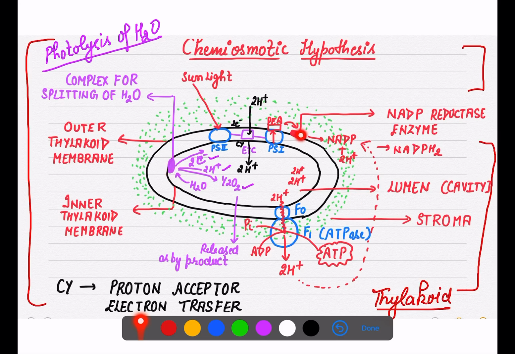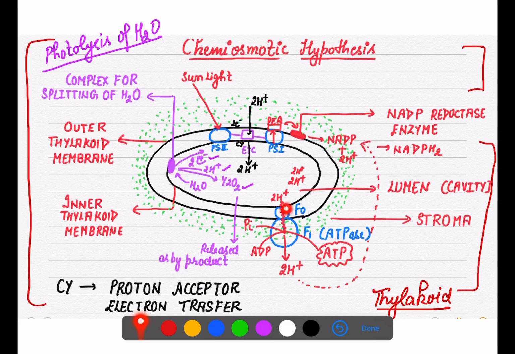Now on the outer side, specifically towards the stroma, there is an enzyme, the NADP reductase enzyme. I use the word stroma. Where is this thylakoid present? This thylakoid is present in the stroma. As you can see, these green dots are our stroma, and towards the stroma, on the outer side of the membrane, there is the NADP reductase enzyme.